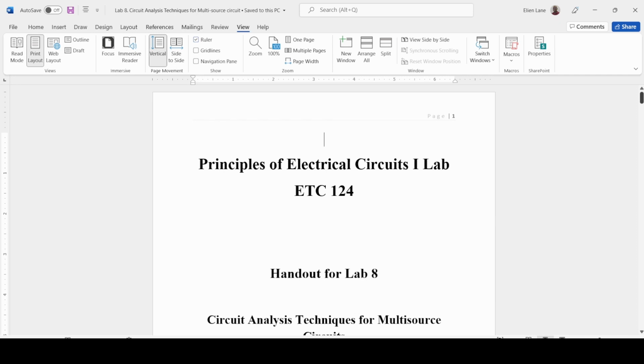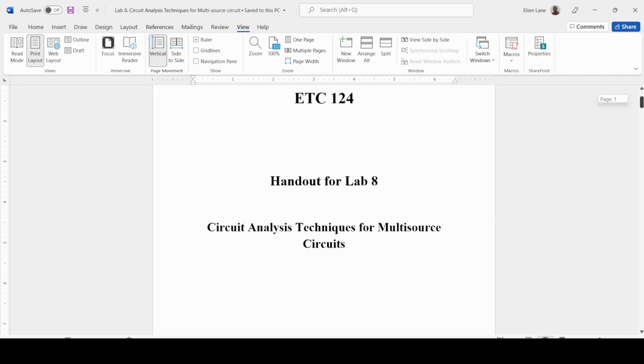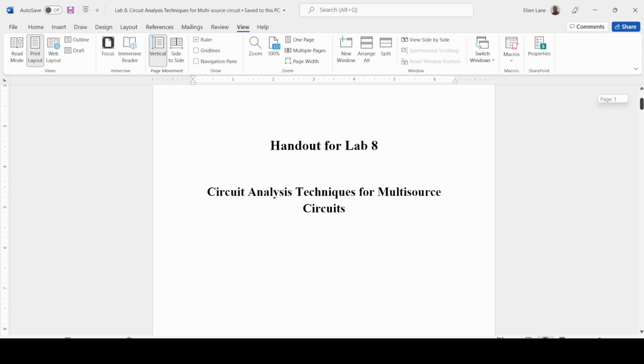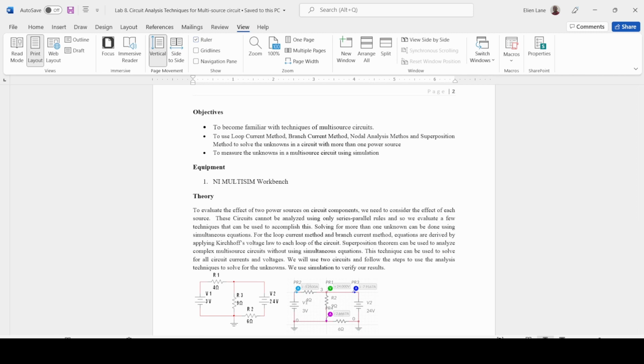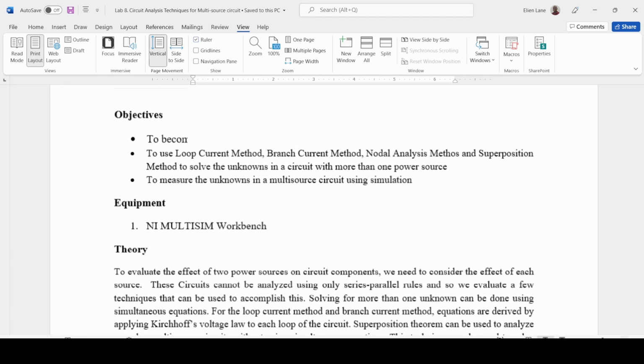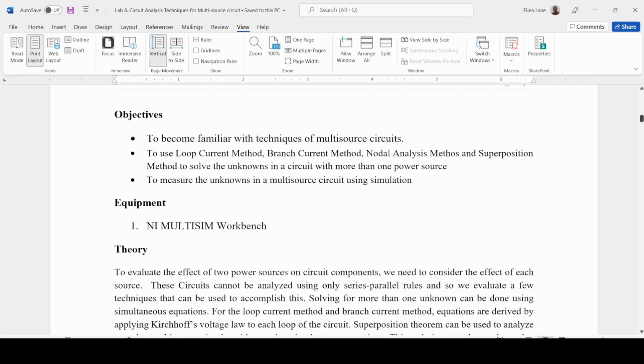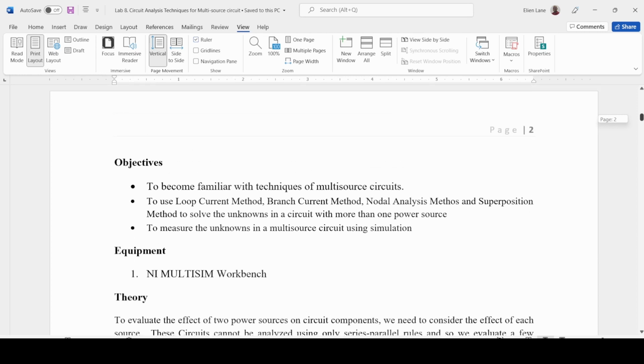Again, this lab is a review of the multi-source techniques that we discussed in the class. We look at two different circuits, and we go through the analysis techniques. Let's make this a little bigger. So again, what are the objectives of this last lab? This is to help you prepare for your final exam.